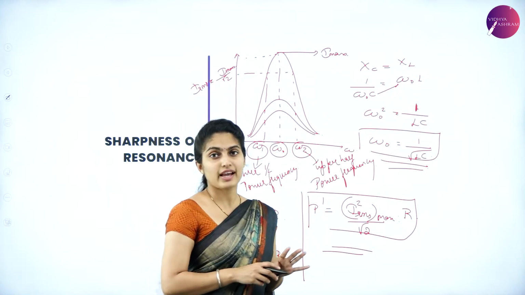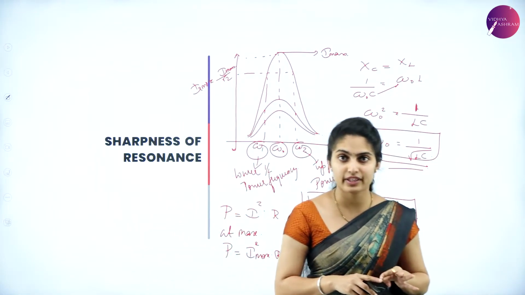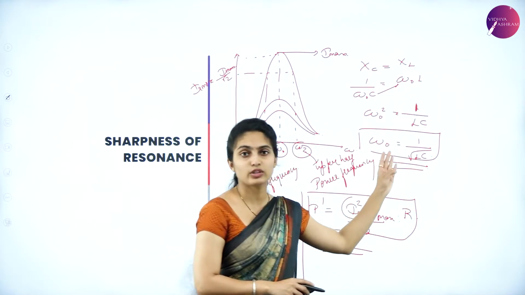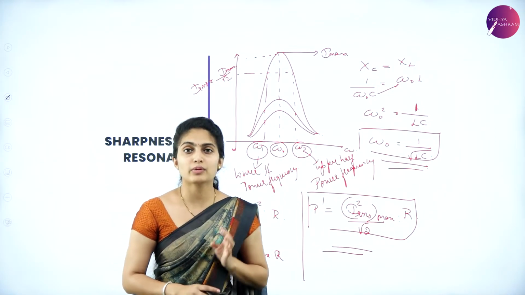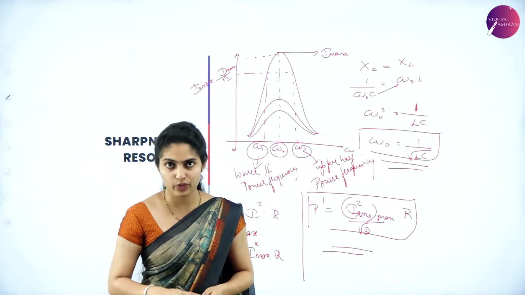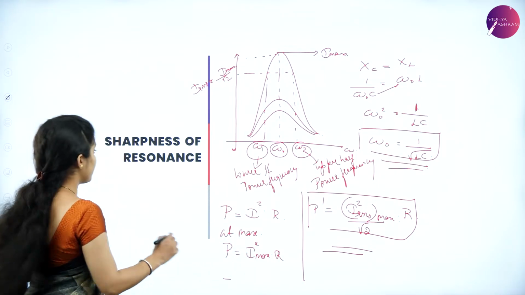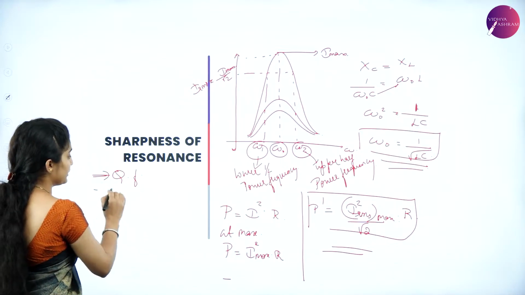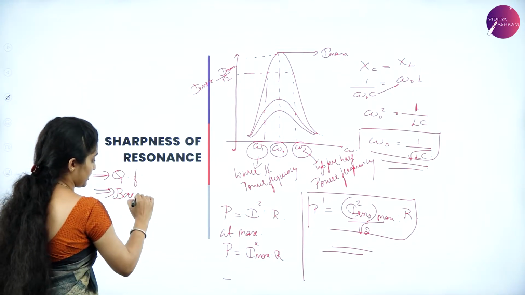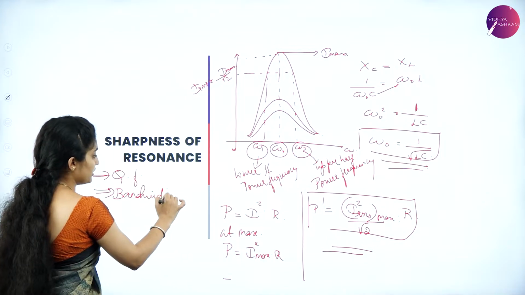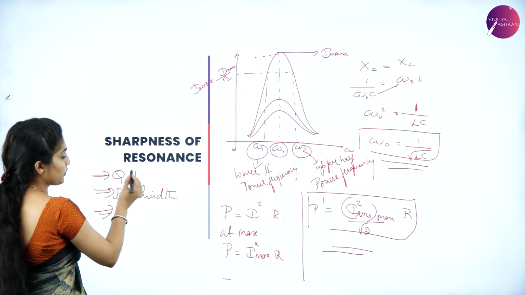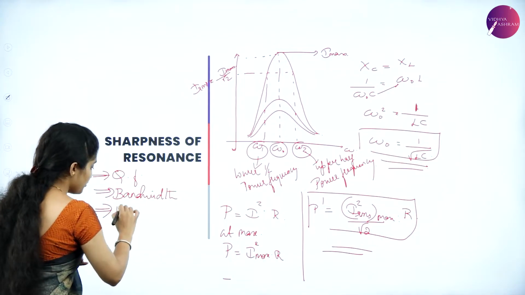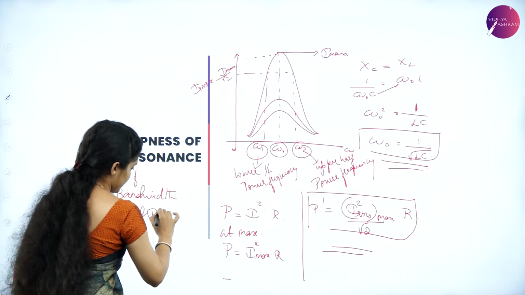The capacitive reactance will become equal to the inductive reactance, for which we have the peak value. So omega naught equals 1 by root LC is the value you have. In this, we will have to define the quality factor, that is QF, as well as the bandwidth and half power frequency.